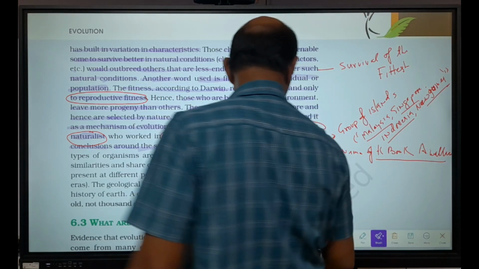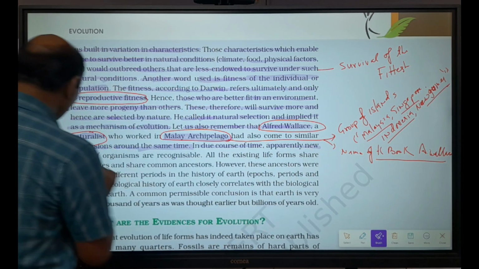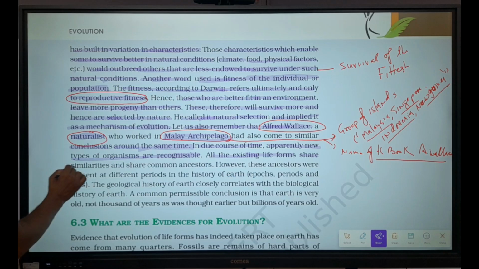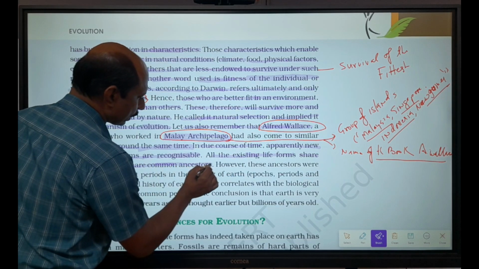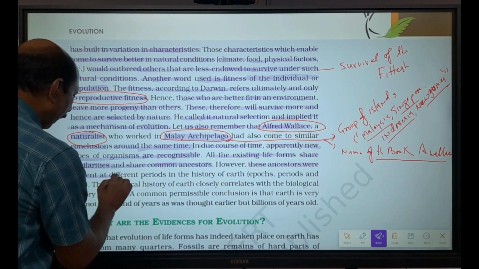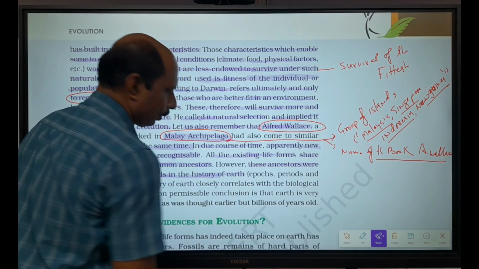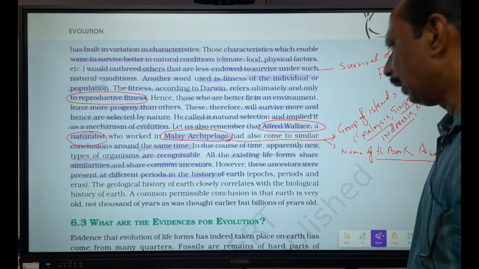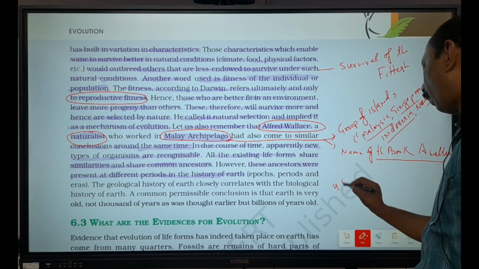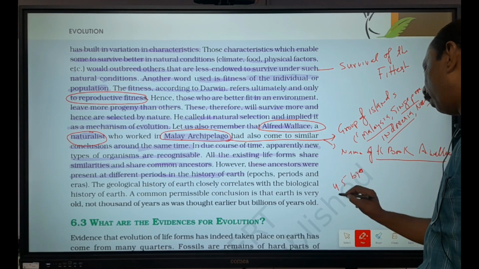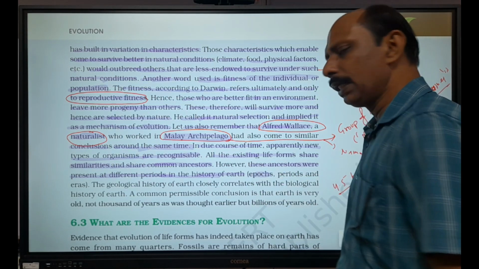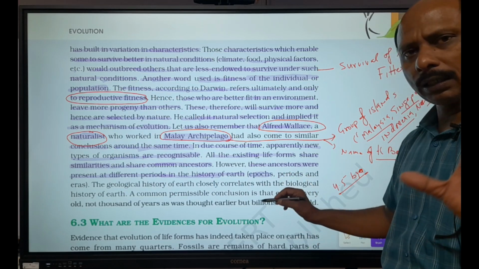In due course of time, new types of organisms are recognizable. All the existing life forms share similarities and share common ancestors, right? However, these ancestors were present at different periods in the history of the earth. This history is after the formation of the earth, 4.5 billion years ago. After that, it is divided into epochs, the smallest time span.